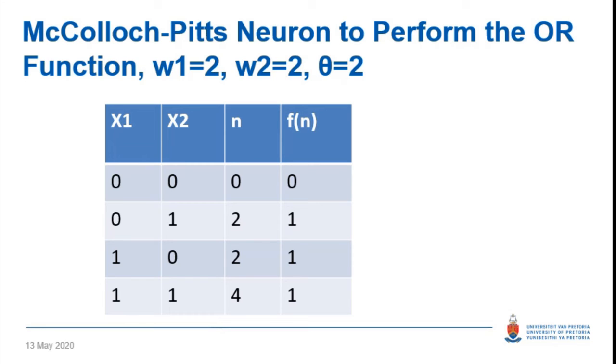Similarly, if you look at the next data instance, x1 is 0, so it's 0 times 2 plus 1 times 2, which will give you a value of 2. If you apply the activation function to this, it is going to give you an output value of 1.